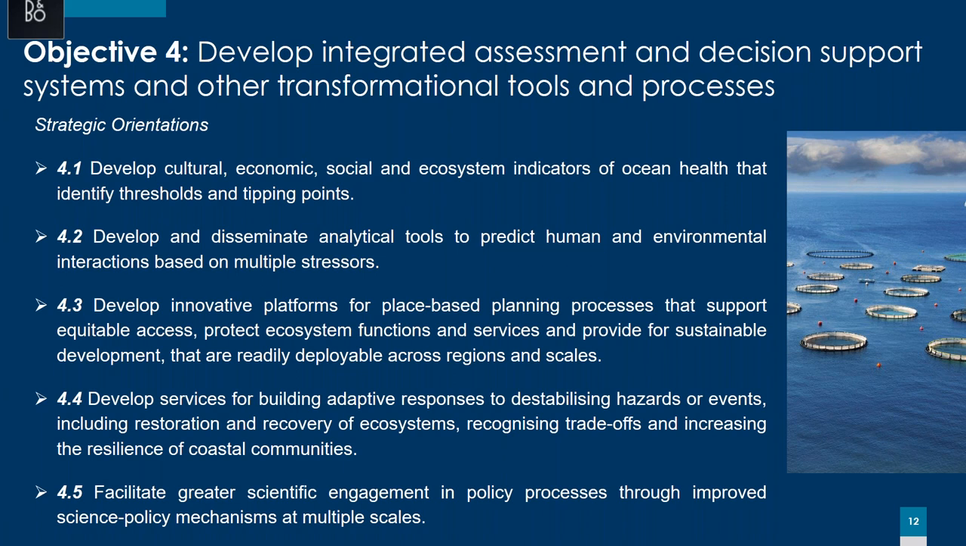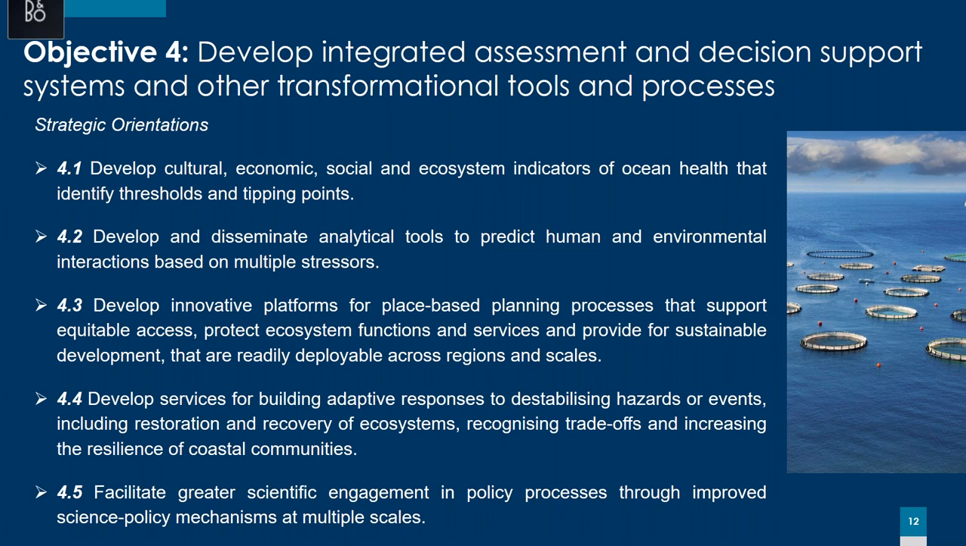For example, one is to develop the cultural, economic, social, and ecosystem indicators of ocean health that identify thresholds and tipping points. So it's about understanding where the system is moving and where rapid change might be coming our way so we can inform adaptation and mitigation policies. A second orientation could be to develop and disseminate analytical tools to predict human and environmental interaction based on multiple stressors. Now we understand that the coastal systems, the ecosystems are under stress by a number of different challenges. And the question is, can we better understand the combined challenge of those?